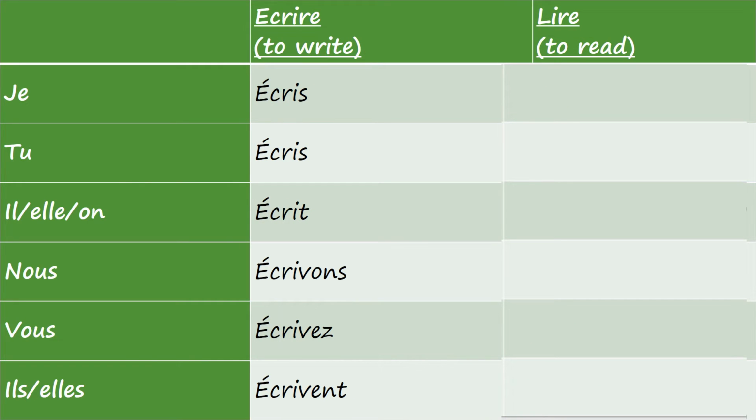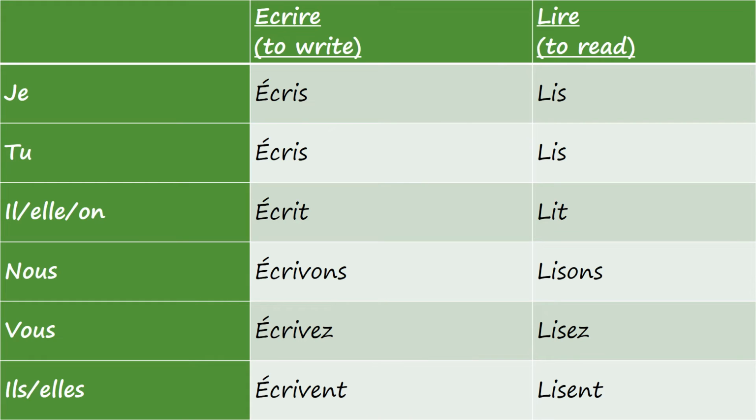The verbs écrire and lire are very similar to each other. J'écris, tu écris, il écrit, nous écrivons, vous écrivez, ils écrivent. Then the verb lire: je lis, tu lis, il lit, nous lisons, vous lisez, ils lisent.